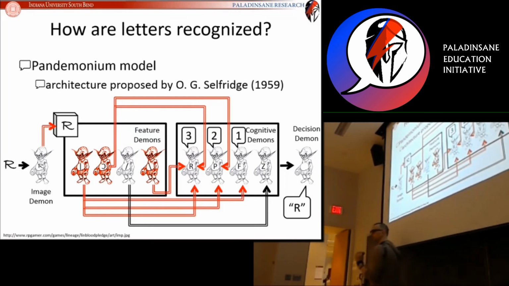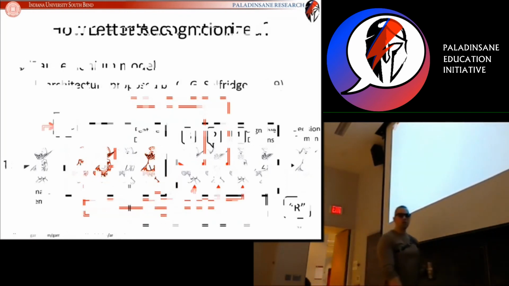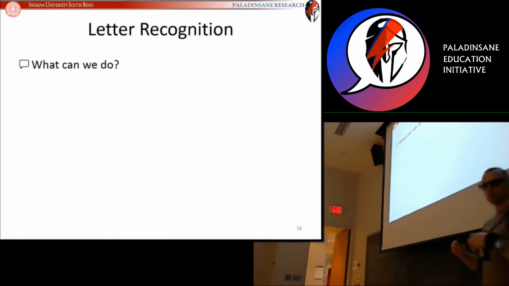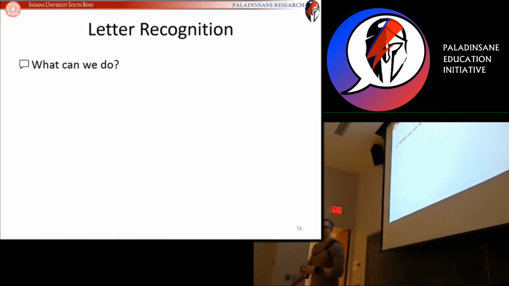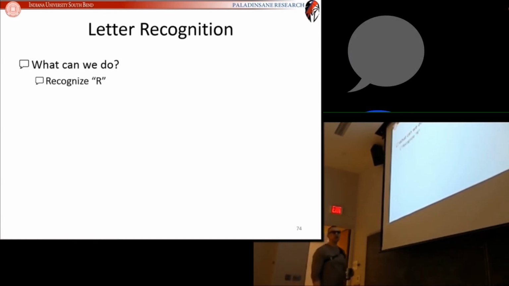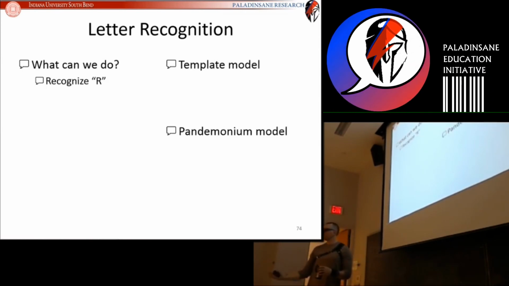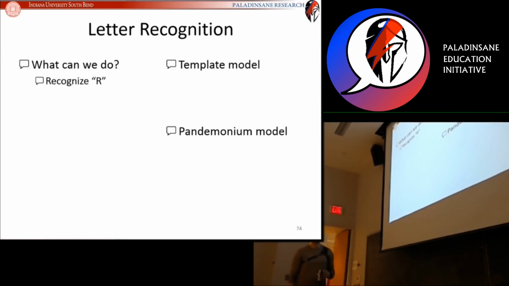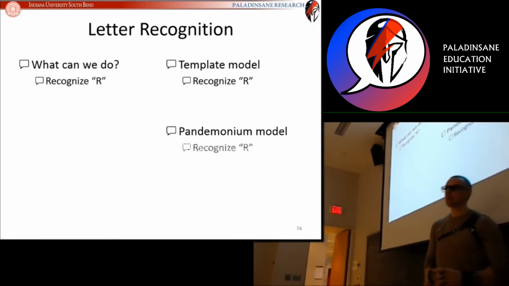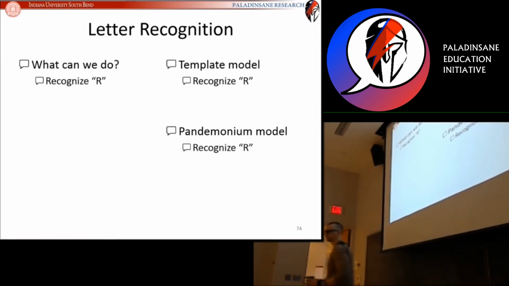Any other questions about the letter recognitions? All right. So to kind of wrap up what we're looking at today, just to give you a synopsis of what we just went through, we took a look at what we could do. We could recognize R. That's your computational level. And then the template model and the Pandemonium model, we tested them to see if they match up with our computational level. So we can recognize the letter R, and the template model said, yep, we can recognize R, this is how we do it. And the Pandemonium model said, yep, we can recognize R, this is how we do it.